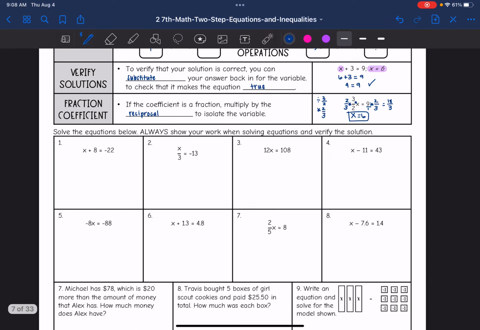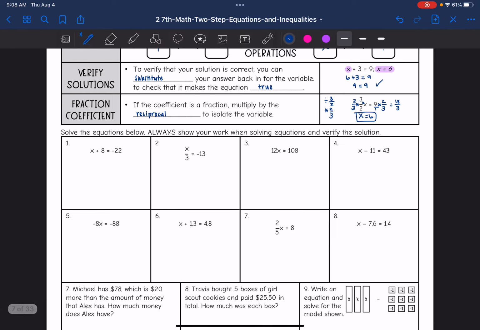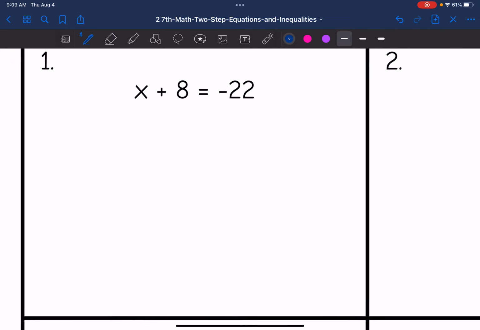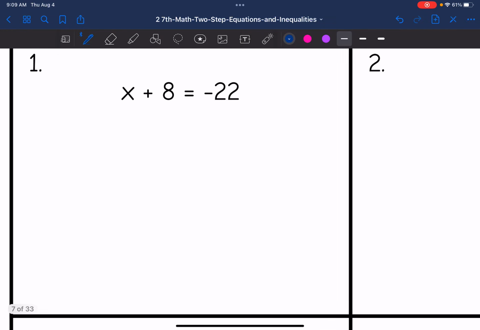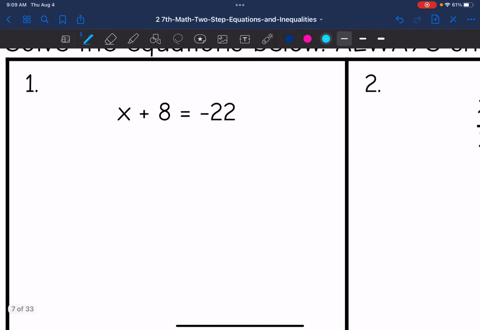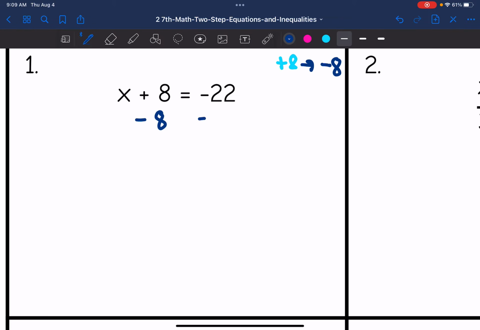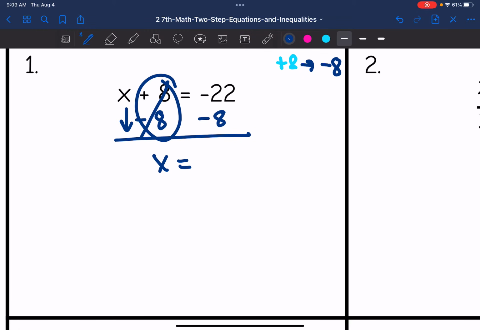All right, let's practice solving some equations, and then we're going to practice verifying the solution as well. So on this first one, I have x plus 8 equals negative 22. So what is happening to x? We are adding 8 to it. And the opposite of adding 8 is subtracting 8. So I'm going to subtract 8 from each side. And 8 minus 8 is 0, so that zeroes out. And I bring down my x. And negative 22 minus 8 is negative 30. So I get x equals negative 30.